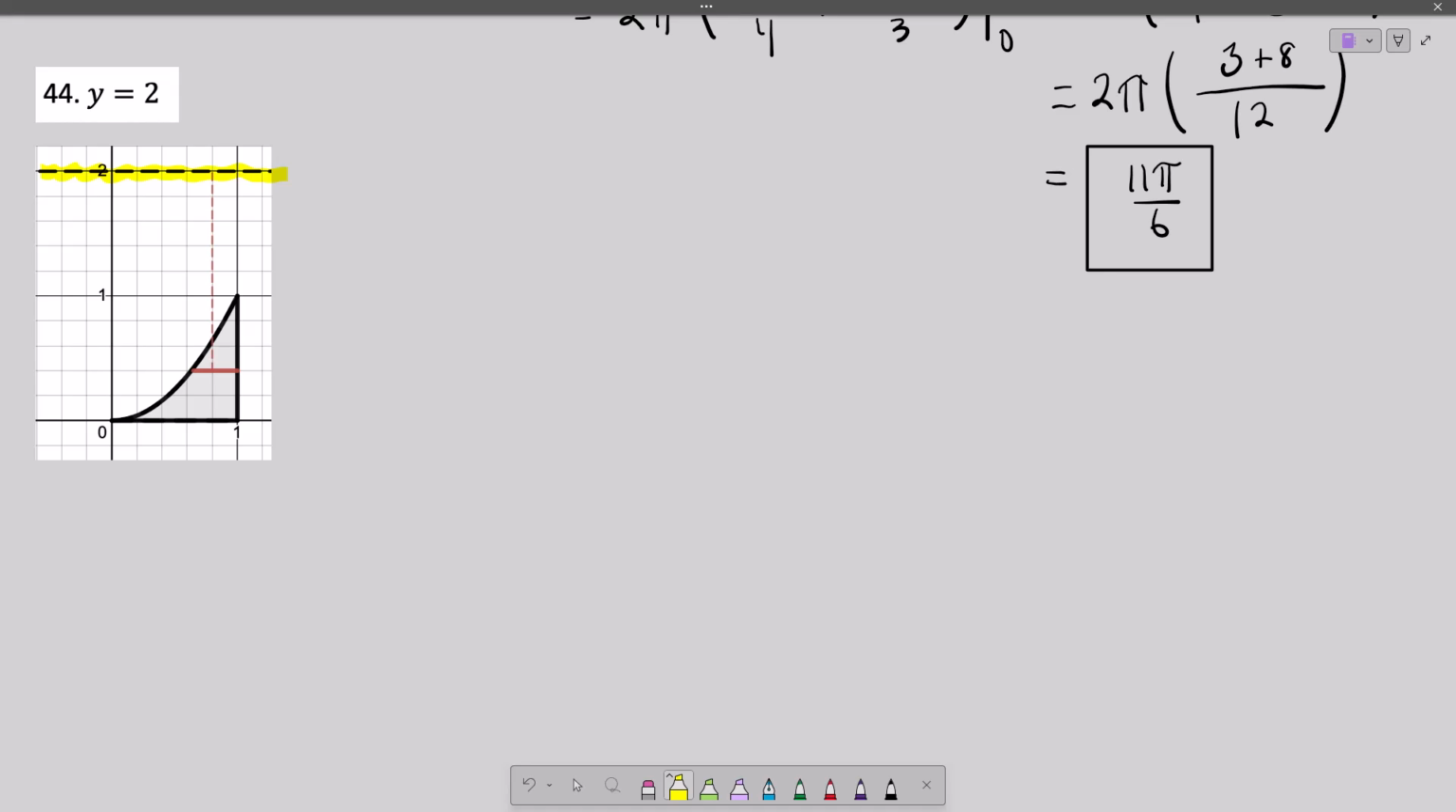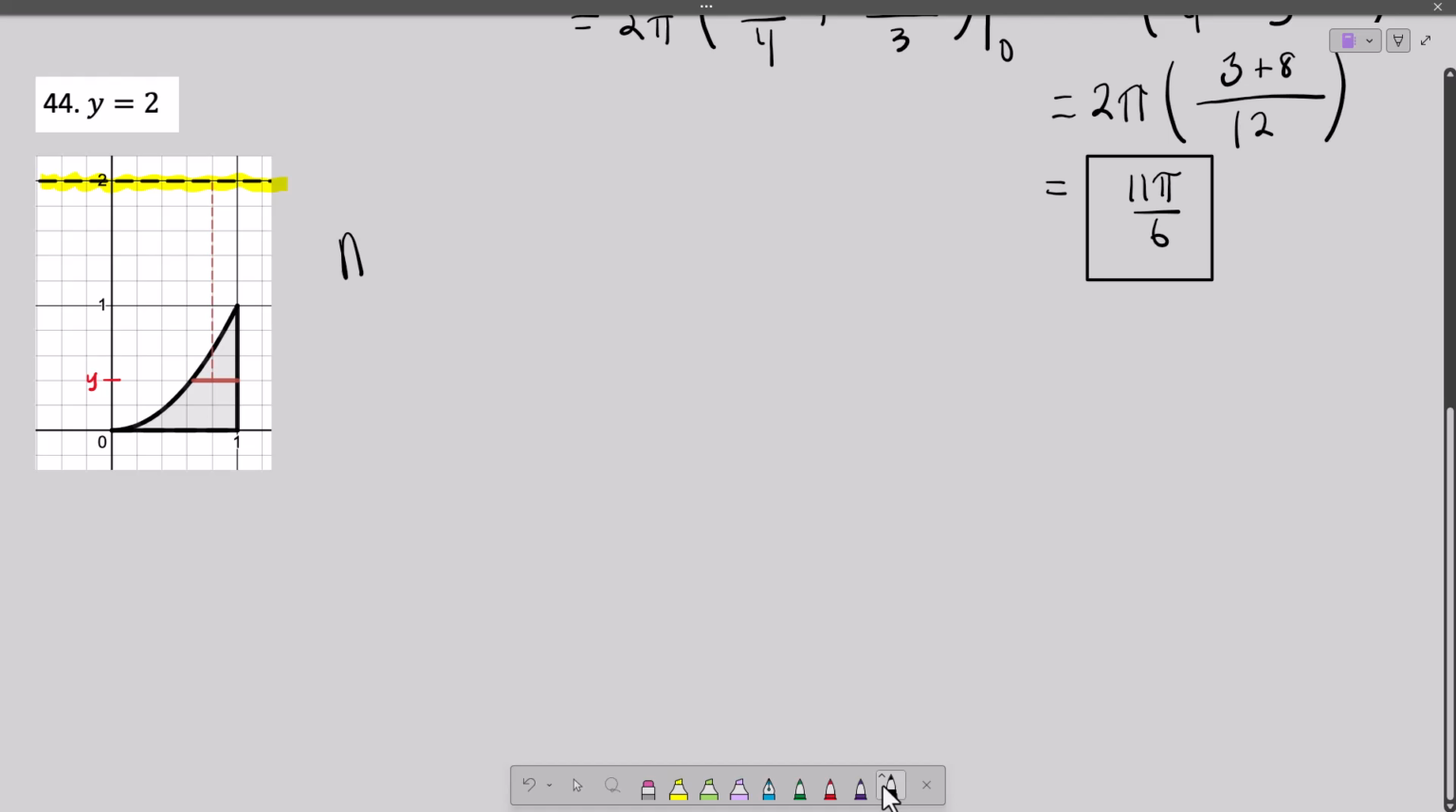Horizontal element, we're going to do shells. If you chose a vertical element, you'd be doing washers. This is a horizontal element at a random y. As it rotates around, it's going to create a cylinder. We know our generic cylinder area. Our generic cylinder area is 2 pi RH.